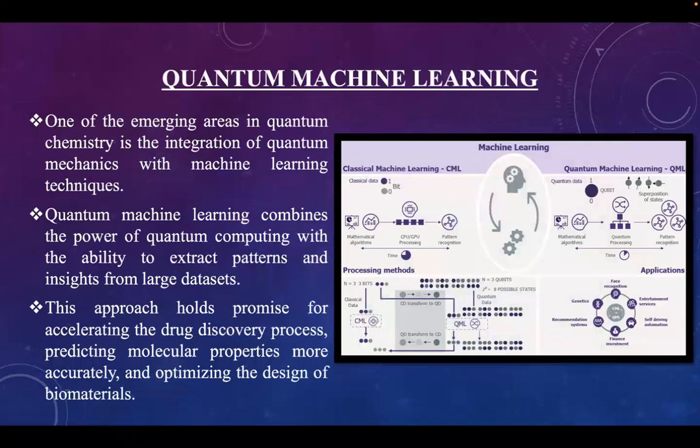Quantum machine learning. One of the emerging areas in quantum chemistry is the integration of quantum mechanics with machine learning techniques. Quantum machine learning combines the power of quantum computing with the ability to extract patterns and insight from large data sets. This approach holds promise for accelerating the drug discovery process, predicting molecular properties more accurately, and optimizing the design of biomaterials.